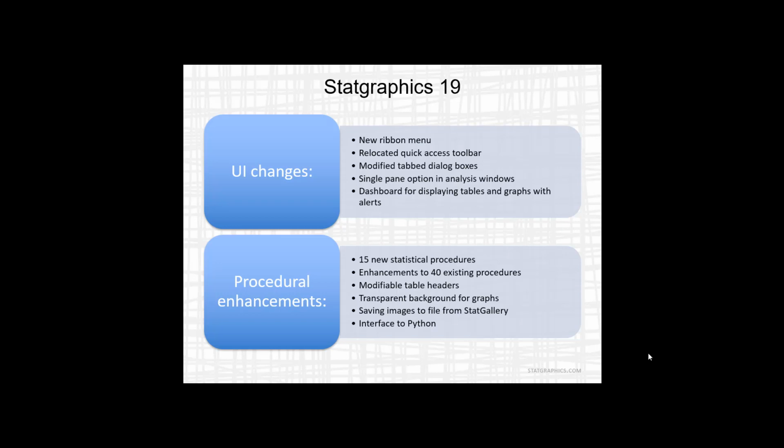In terms of the procedural enhancements, we've added 15 new statistical procedures. We've added enhancements to 40 existing procedures and modified the tables so that we have nice column and row headers. We've given the ability to make the background of graphs transparent so that you can see through them, see what's on the background. That's typically if you copy into something like Word. And we also have the ability to save images to file from the stat gallery.